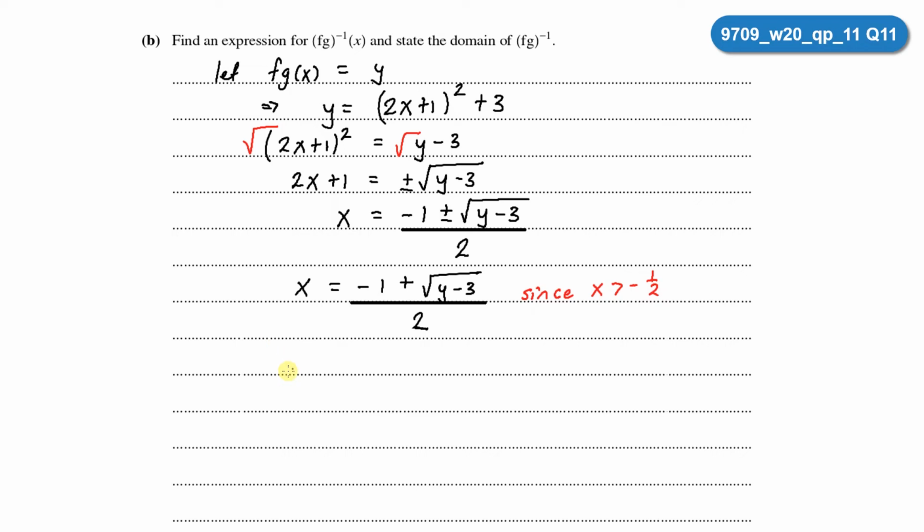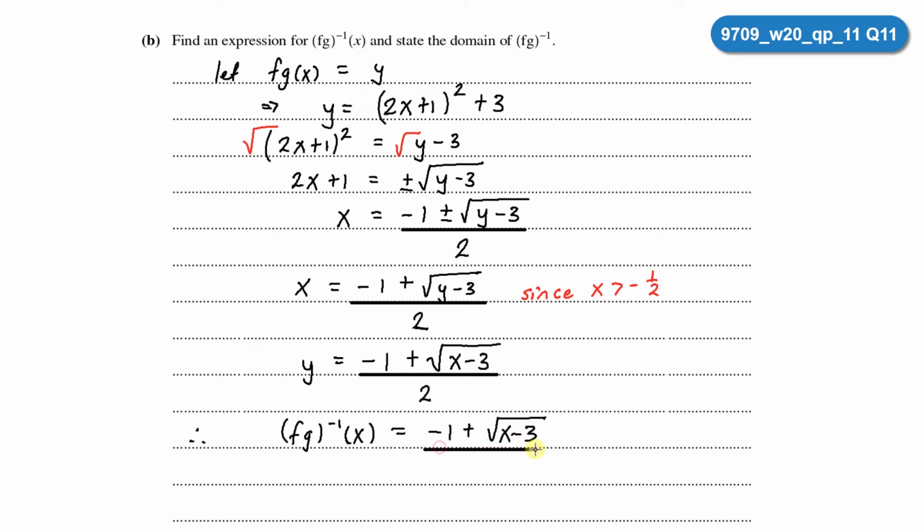Now we can interchange the variables, so that would be y is equal to minus 1 plus square root of x minus 3 all over 2, which therefore means fg inverse of x should come out as minus 1 plus the square root of x minus 3 divided by 2. So this here is the expression for fg inverse.